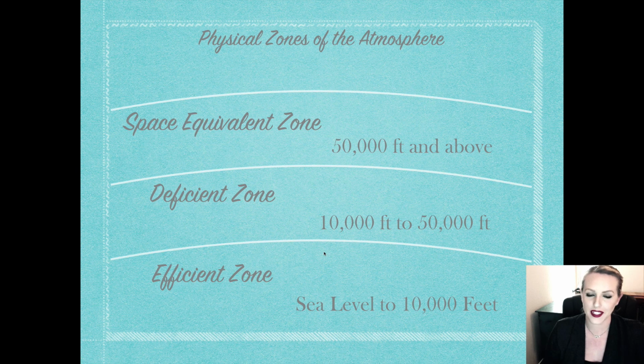Anyways, your space equivalent zone is 50,000 feet and above. Know that we need to have oxygen on board anytime we're 10,000 feet or above. That does not mean that we actually have to have the oxygen on. It just means that we have to have it available.